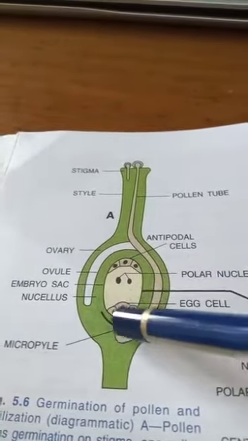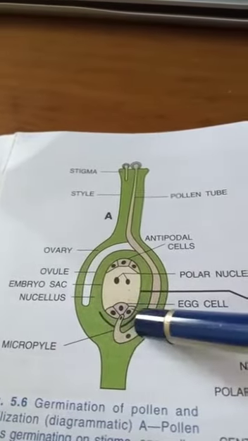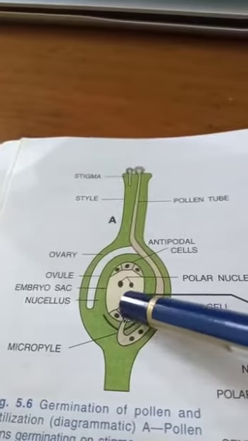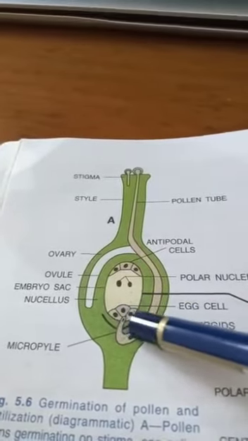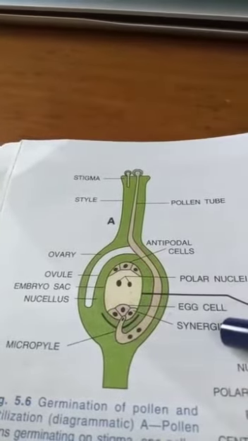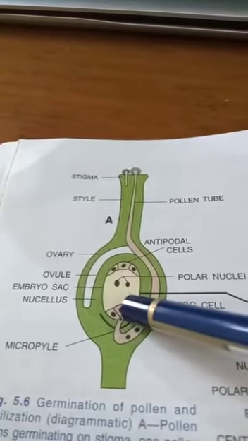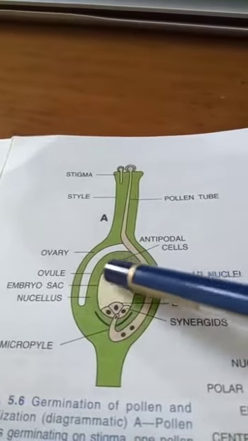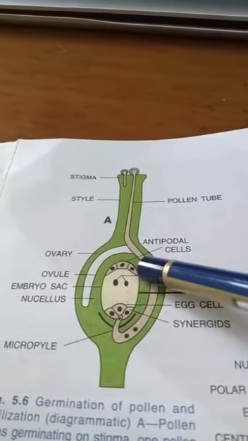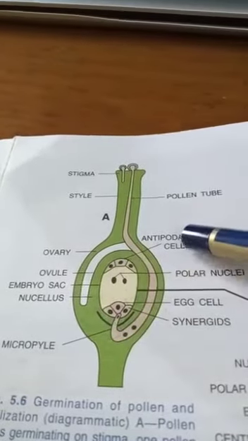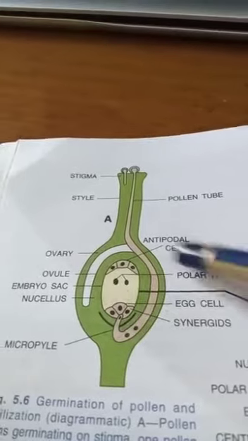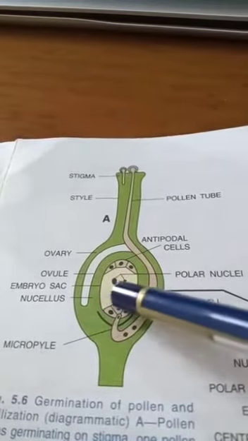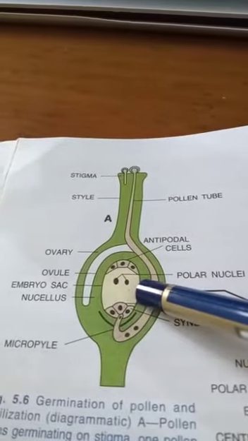Out of the 3 that are present towards the micropylar end, the middle one is the egg cell, and 2 are called synergids. So it forms one egg cell and 2 synergid cells. The 3 nuclei that are present towards the chalazal end form 3 antipodal cells. The 2 which are left are called polar nuclei, that are present in the center.